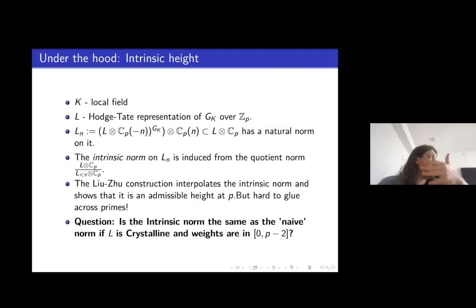And here's what it would mean to work well. This isn't sufficient, but this is basically the idea. So here I've defined two intrinsic norms, two norms. There's the naive norm, which, oh, you can't see my pen.